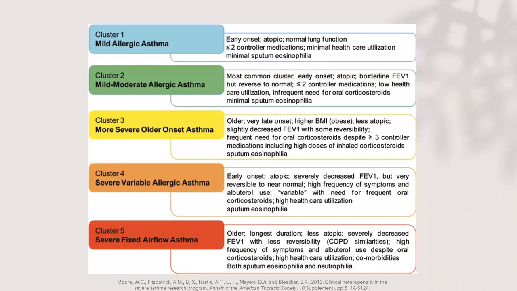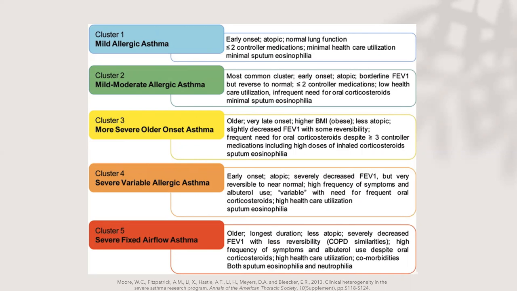Just to kind of simplify this, cluster 1, 2, and 4 are your allergic asthma patients. They're your patients who have atopic symptoms. They have varying degrees of reversibility of their airway obstruction. That's why they're put into the mild allergic asthma, the mid to moderate allergic asthma, and then cluster 4 is your severe allergic asthma. But all of them had very high atopic symptoms, which kind of pointed towards that being the pathophysiological basis.